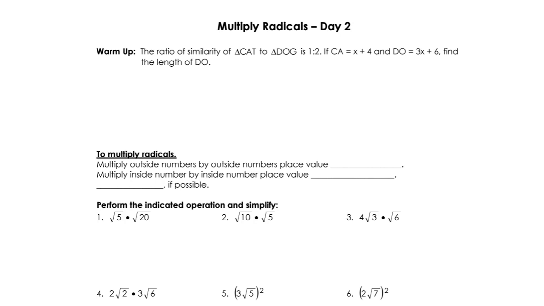Hey guys, we're in Unit 8, and this is day 2, and we're going to multiply radicals today. In our warm-up, it says that the ratio of similarity of triangle CAT to triangle DOG is 1 to 2. So we're going to go ahead and draw a triangle CAT. And we're going to draw a triangle DOG because it goes with the 2. It's going to be twice as big for the sides.